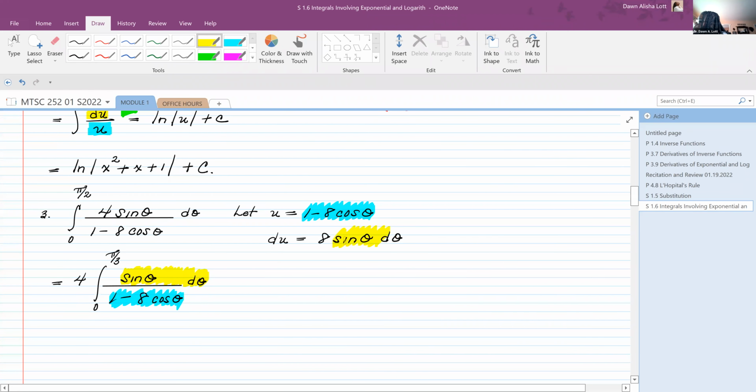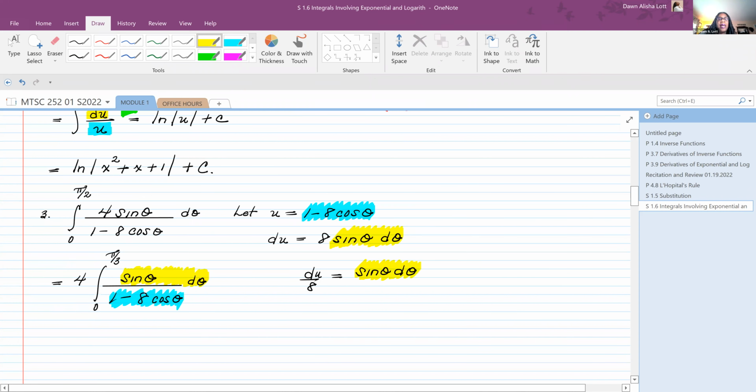So here's where I'm going to divide by 8. So I'm going to get du over 8 is the sine of theta d theta. And now I have exactly what I want.